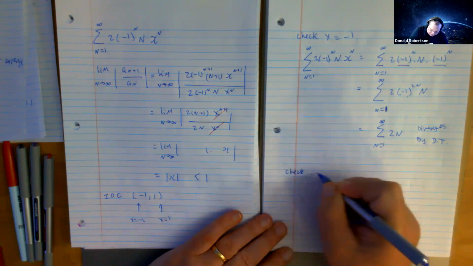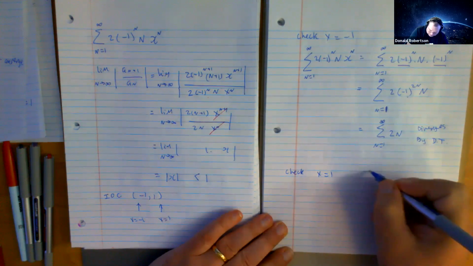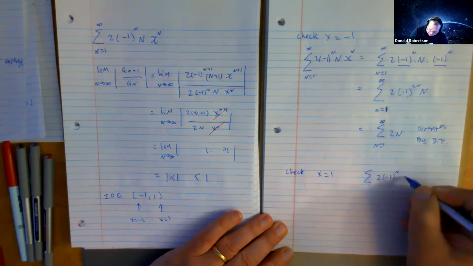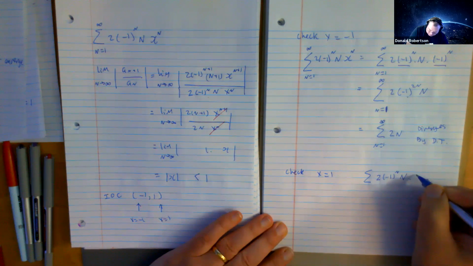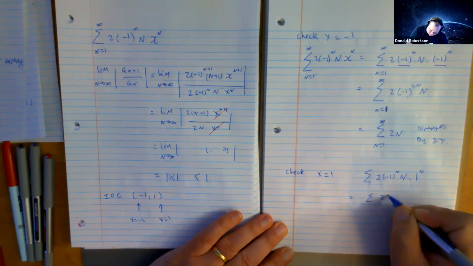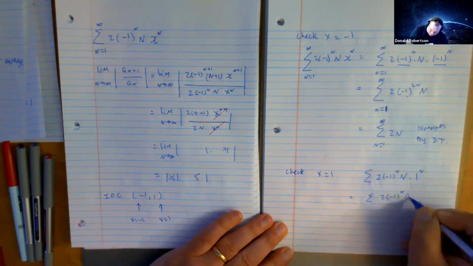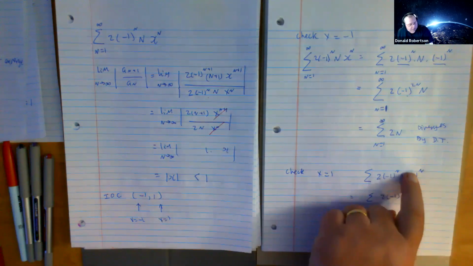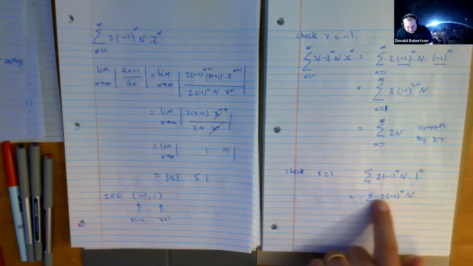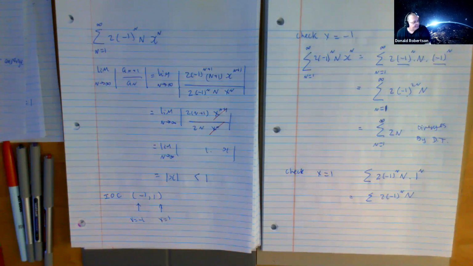Well, if I check x equals 1, I'm going to get two lots of -1 to the n times 1 to the power of n. Well, that's going to end up being this guy, because won't 1 to the n just be 1? 1 squared, 1 cubed, 1 to the 20th, they're all 1. So you get this fella. Does this guy converge or diverge?